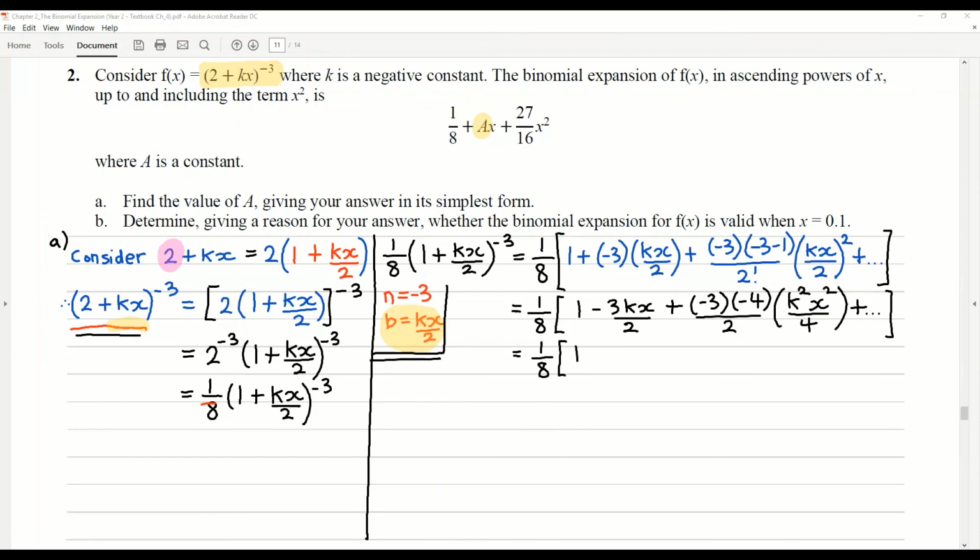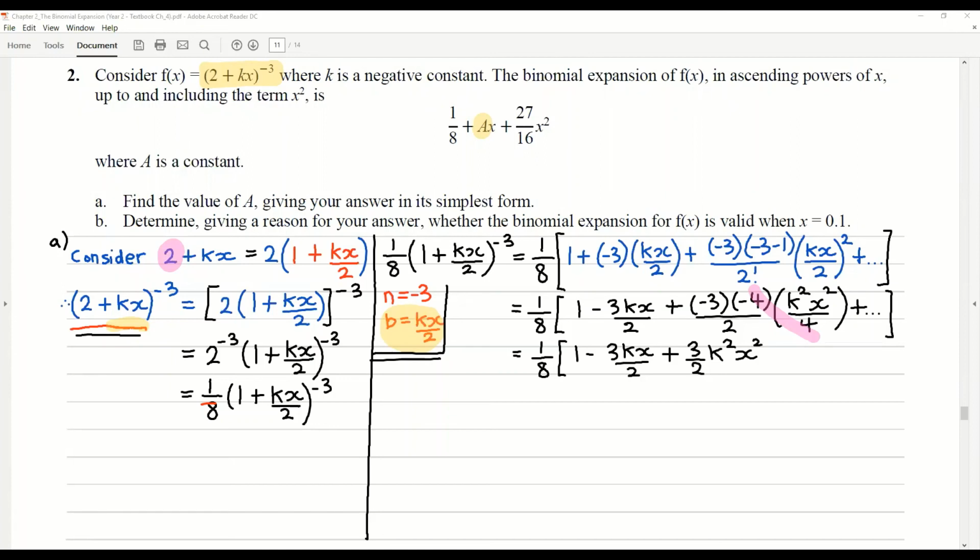So this time we're going to have 1 subtract 3kx over 2. We'll have a bit of cancelling. So well, I can cancel the 4s here. That's good. I think that's it. So let's just write that down. It's going to be positive because we have a double negative. So it's going to be plus, and we have 3 over 2 k squared x squared.